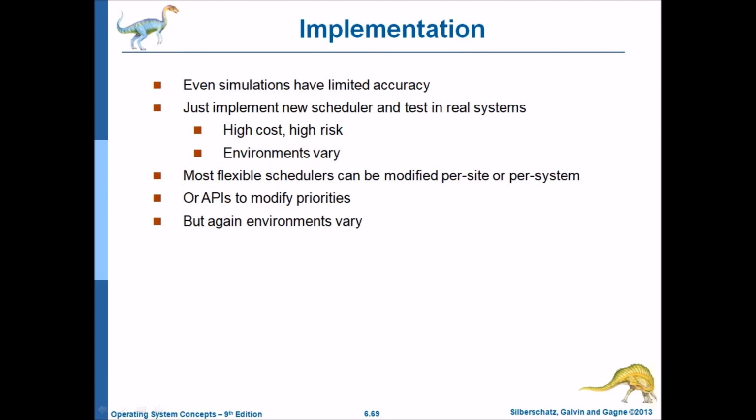Another approach is to use APIs that can modify the priority of a process or thread. The Java, POSIX, and Windows APIs provide such functions. The downfall of this approach is that performance tuning a system or application most often does not result in improved performance in the most general situations.